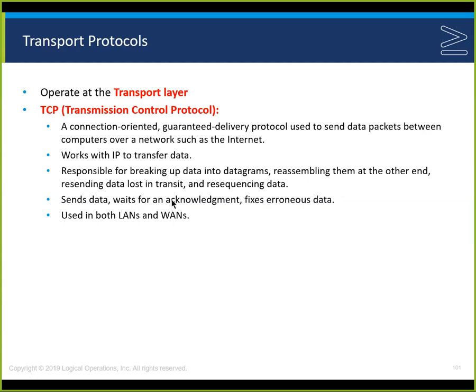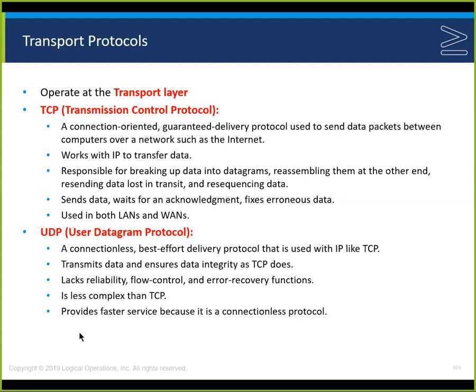So TCP is used in both the LANs and the WANs. Once we are above layer 2, the data link layer, where we can use the WAN protocols and the LAN protocols, once we get to the transport and then the IP, it doesn't matter. They all use the same protocols. An IP address is an IP address is an IP address, whether it's on a LAN, a WAN, or whatever kind of network that we're using.